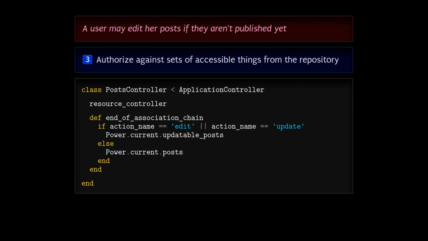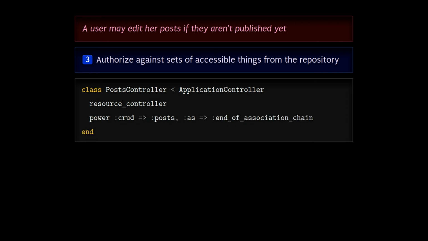Now we have to make sure that our end of association chain is mapped to the right power for the right action that is being run. So if I'm in edit or if I'm in update, I need to use updatable posts, and otherwise I need to use posts from the previous example. And because this piece of code is sort of ugly, because we write it a lot, there's also a shortcut for this where you just say power scope posts and we map it to end of association chain.